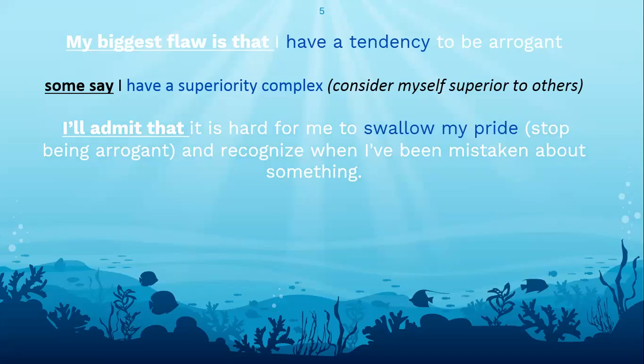I'll admit that it is hard for me to talk to people when I'm angry. So like that. Or some say I am sometimes not honest. Some say I am sometimes too impatient. Some say I have a superiority complex. Some say I am very proud. Like that. My biggest flaw is that I'm very proud. My biggest flaw is that I have a tendency to be impatient, something like that. Okay, you can use these three patterns and talk about your flaws.